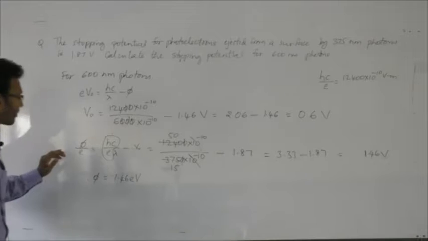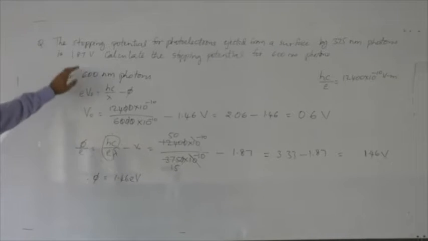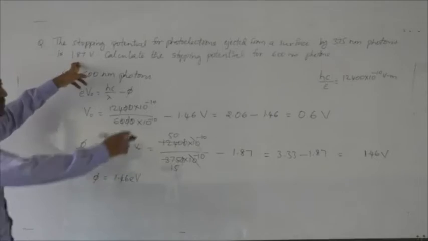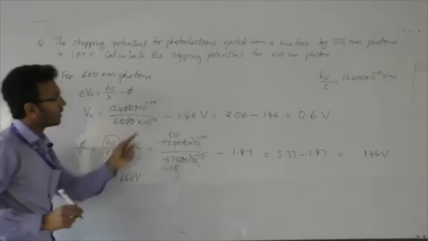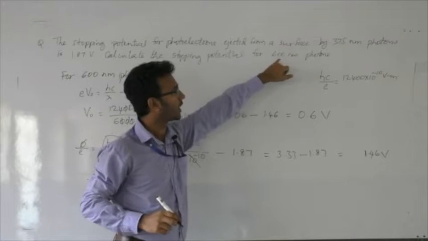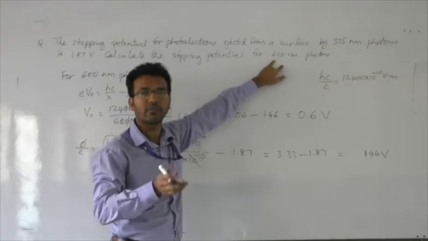So therefore, the stopping potential when the wavelength is 375 nanometers is 1.87. Now the stopping potential when the wavelength is increased is 0.6 volts. If you observe, the stopping potential has decreased. Here the wavelength is increased. In the initial case it was 375, now it has increased. Means what? The frequency is decreased.